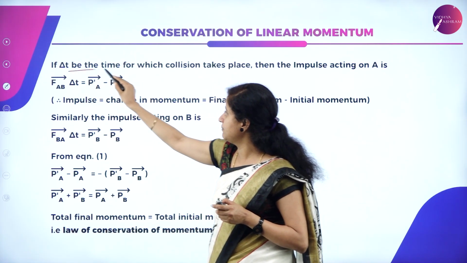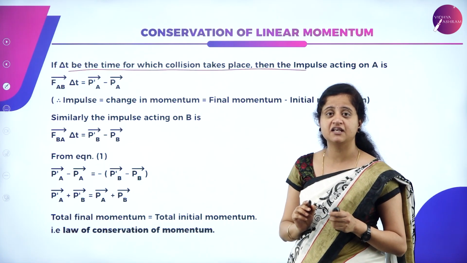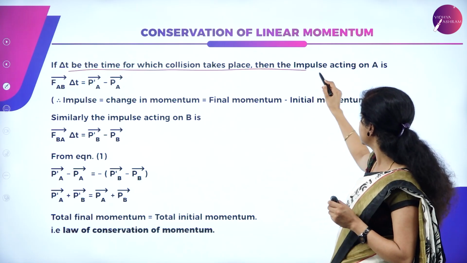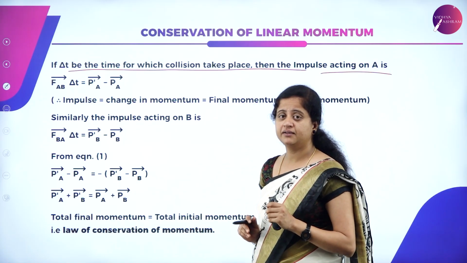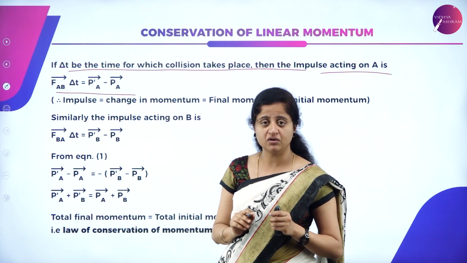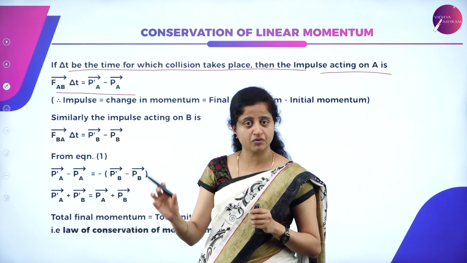If delta t is the time for which the collision takes place, that is, the small time interval in which the collision occurs, the impulse acting on body A is given by FAB into delta t, because we know impulse is nothing but the product of force and time.